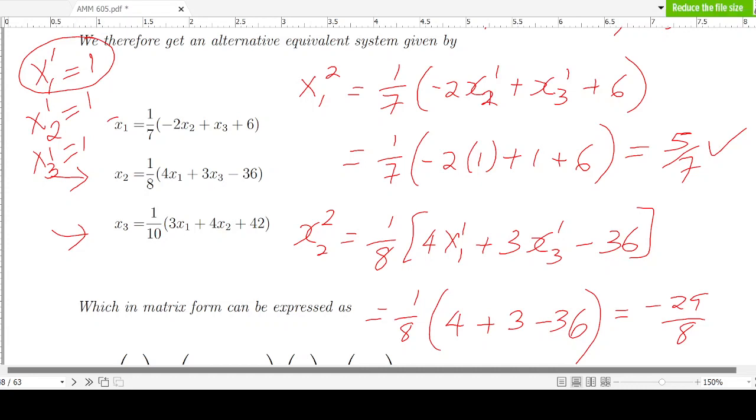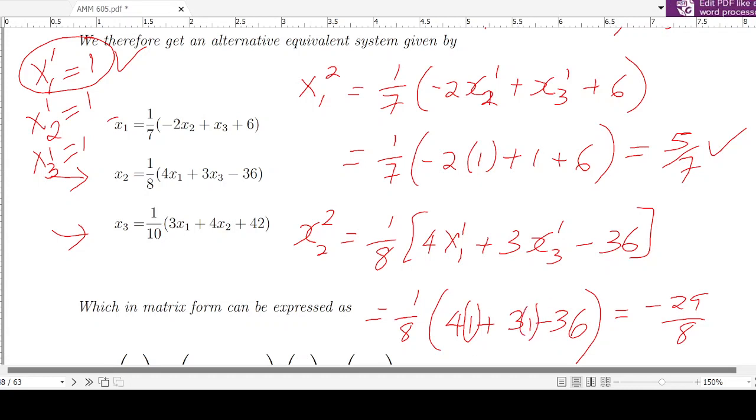When we go to the second equation, notice that we have x2,2 is equal to 1 over 8 times (4 x1,1 plus 3 x3,1 minus 36). Now, we are using x1,1 equals 1 here, this value, for the Jacobi, so we multiply by 1. Here, 4 times 1, 3 times 1.